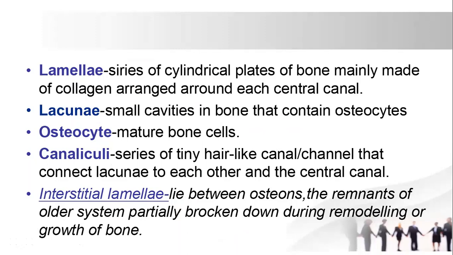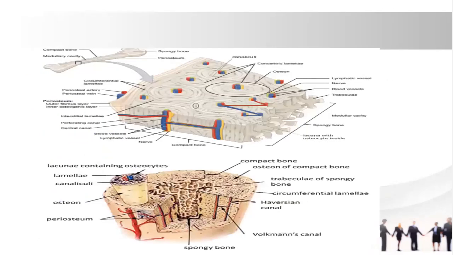Interstitial lamellae lie between osteons, and they are considered the remnants of older systems partially broken down during remodeling or growth of bone. I'll show you them, because that is what just brought me here. This is now the interstitial lamellae.